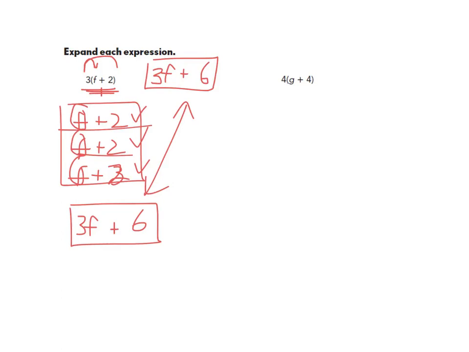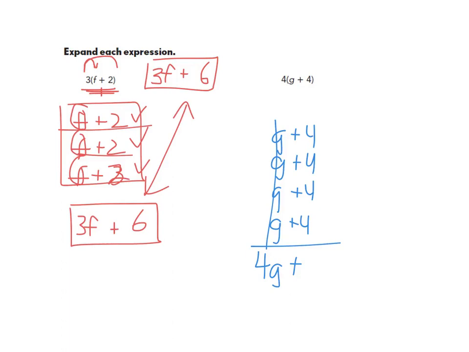If I look at the next one, it says 4 times a group of g plus 4. Well, that means that I have a g plus 4 and another g plus 4 and another g plus 4 and another g plus 4. I have 4 groups of g plus 4, which means I have a total of 4 g's and a total of 4 plus 4 plus 4 plus 4, or 4 groups of 4, which is 16.